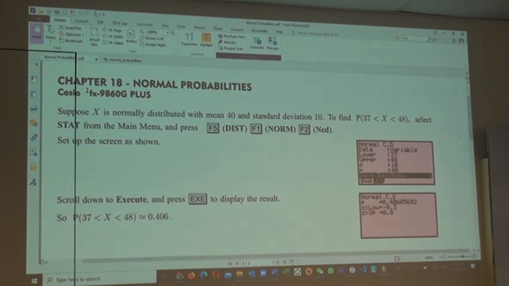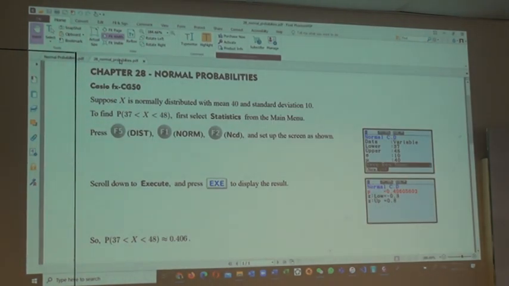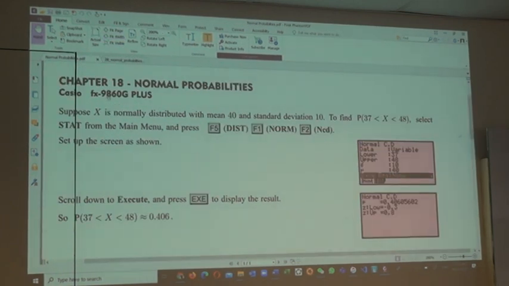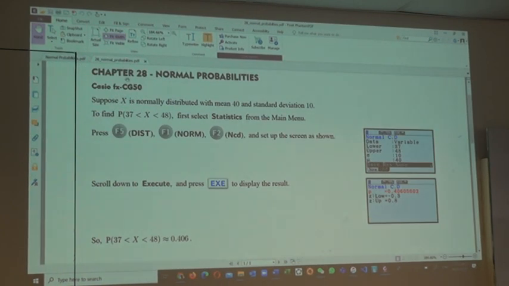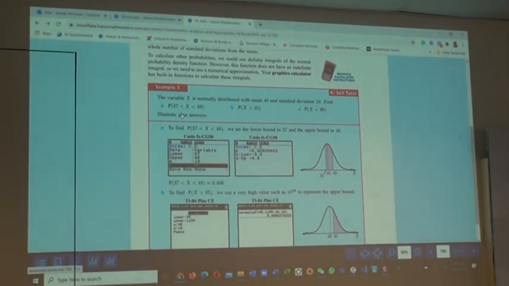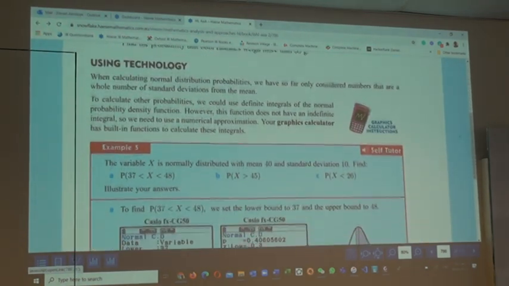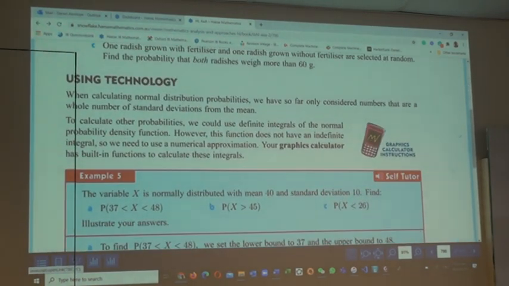Everybody? Okay. So for the new version, you see the only difference is the format: 9860 and CG50. But it's still the same thing if you notice. Before we calculate at all, before we play the example, can I ask you to do the following? A random variable X with mean 40, standard deviation 10. Find this probability.